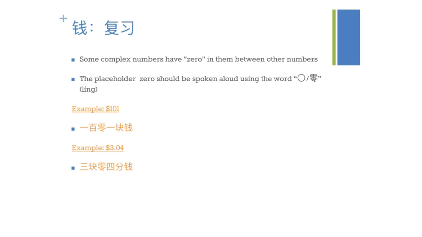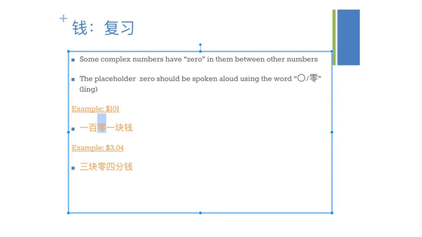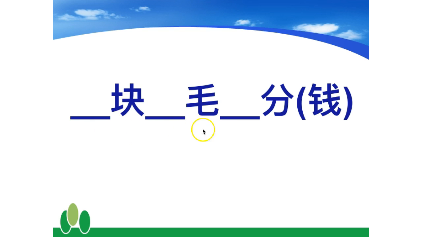Well, I would say 101块钱, or I would say 304分钱. So I'm just putting a 0 where there should be a mathematical place there, a digit, and I'm just putting a 0 in that digit. So the whole thing here, this blank mao, which doesn't exist, would just be 0.